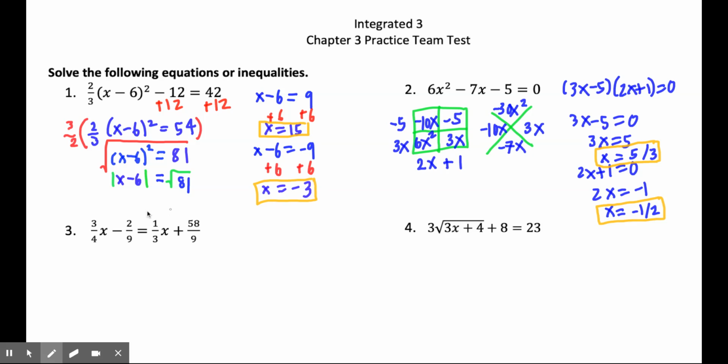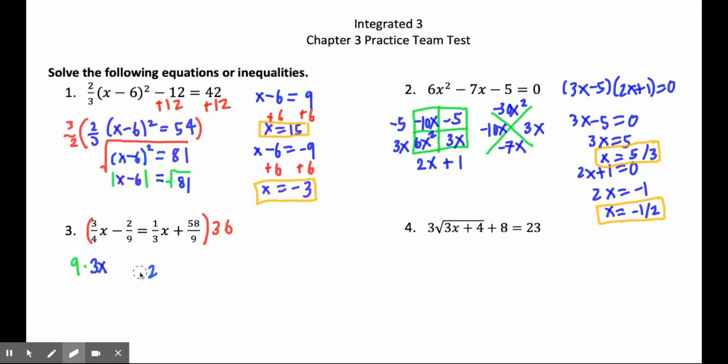Okay, so for this one, it has fractions. So you need to multiply by a number that will get rid of all of them. So 36 is divisible by 4, divisible by 9, divisible by 3. So then you want to multiply each one of them. So 3x is the numerator for this one, and then 36 divided by 4 is 9. So you would do 9 times 3x. And -2 is the numerator for this one.